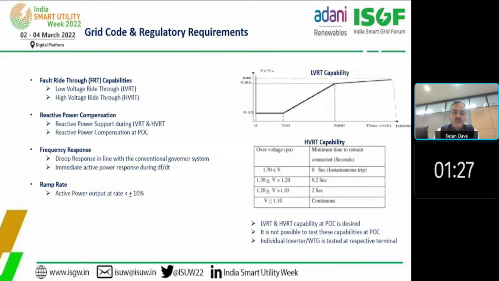These are, I tried to capture, the LVRT, HVRT, frequency response and ramp rate requirements typically from our CEA, and most of the grids globally have this kind of requirement, which are supposed to be demonstrated. But again, LVRT, HVRT capability at POC is definitely desired. And sometimes people do talk about the testing of this at POC level, but those things are still not available technically. So OEMs are providing the tests and the testing certificates, and then we have to go with the simulation. So one of the things, digital twin, will come into the picture. So next slide, Mr. Kundu.